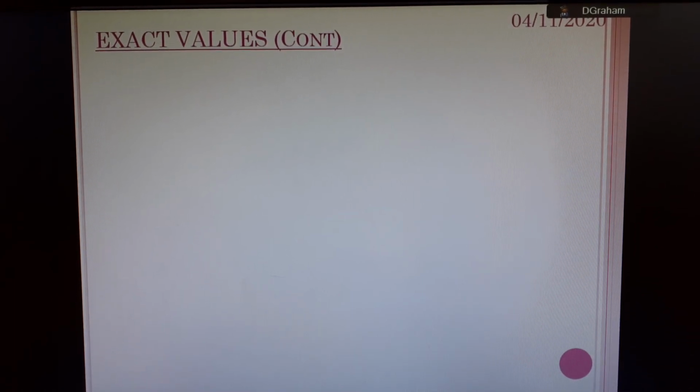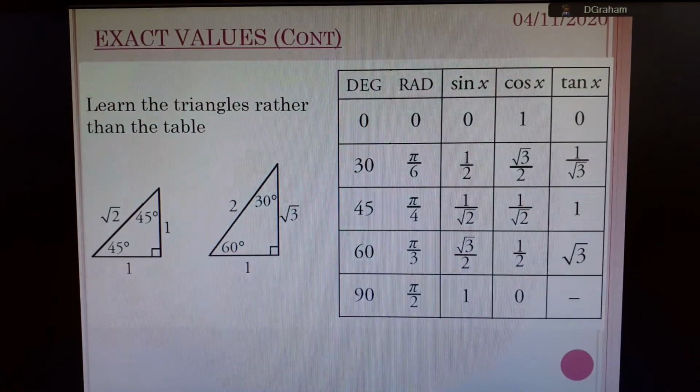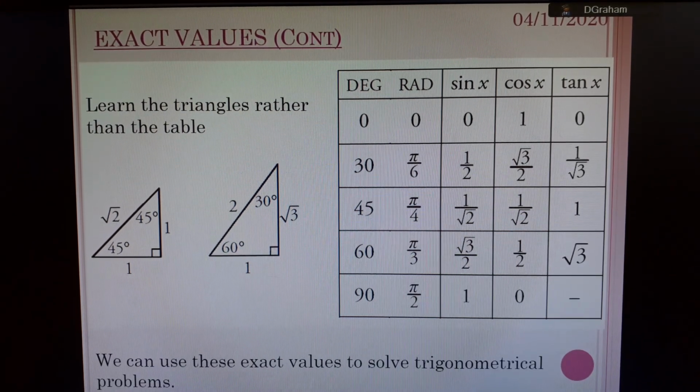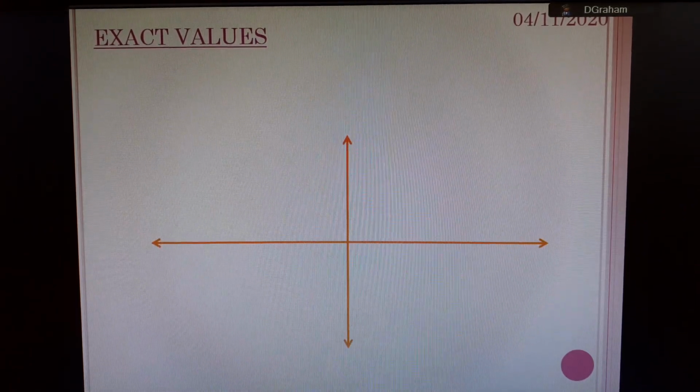Good morning, and today we will be continuing with exact values and specifically looking at how to find exact values of values larger than 90. So we have our table of values as we have already worked out previously, and they all come from using the exact value triangle. So remember to learn these triangles. Okay, and we're going to be seeing how to use exact values to solve trigonometrical problems.